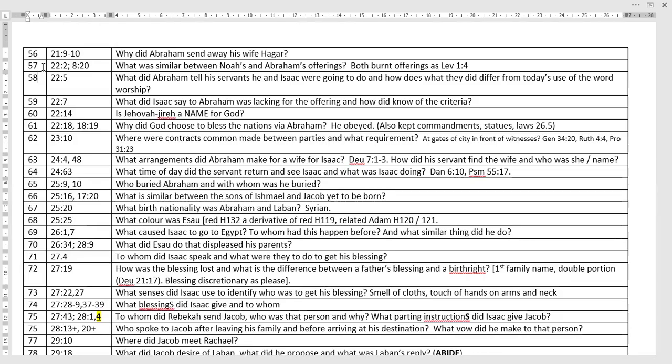So we go to 22, verse 5. It says, and Abraham said unto his young men, abide here with the asses, and I and the lad will go yonder and worship and come again to you. Now, they didn't go to sing and dance and all the things that people think worship is. They went to obey God.